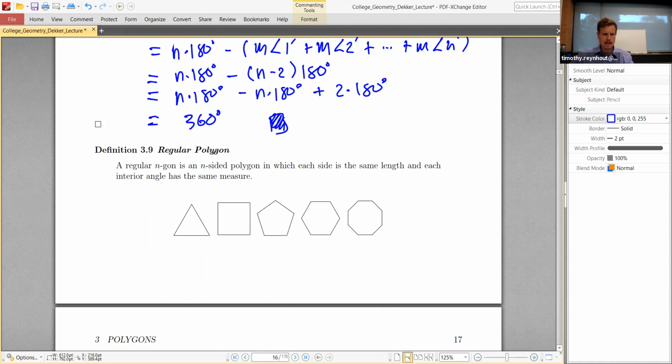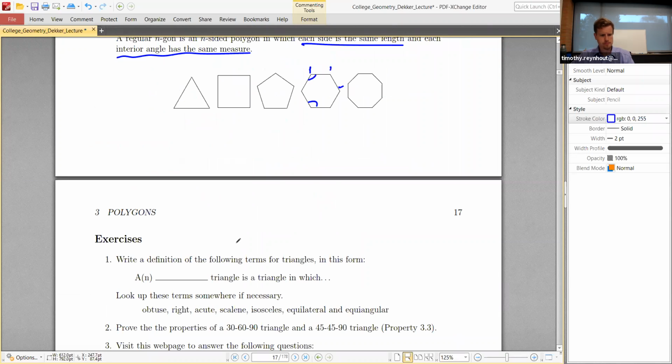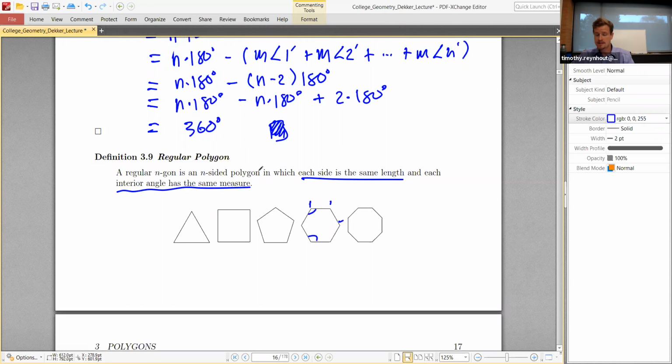A regular polygon is a polygon in which each side is the same length and each interior angle has the same measure. So all of the side lengths are the same on this hexagon, and all of the interior angle measures are the same. So a regular polygon is typically what you think of for polygons. Excellent. And that's the end of the section.